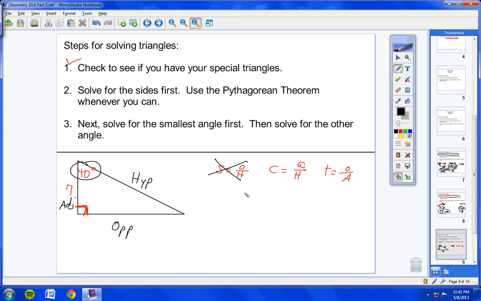I'm going to use tangent. I just feel like it. That's what I'm going to do. No certain reason. So tangent of what angle? What angle did I choose? Tangent of 40 equals what? Opposite over adjacent.